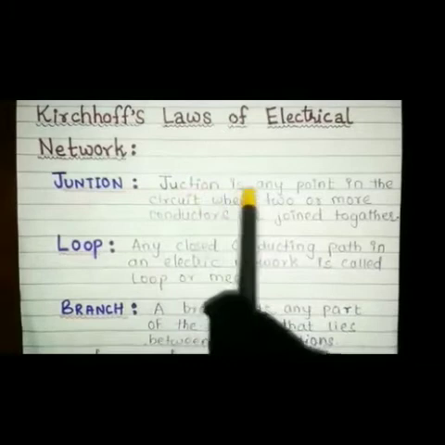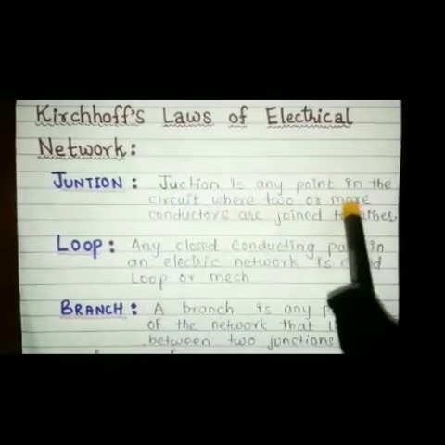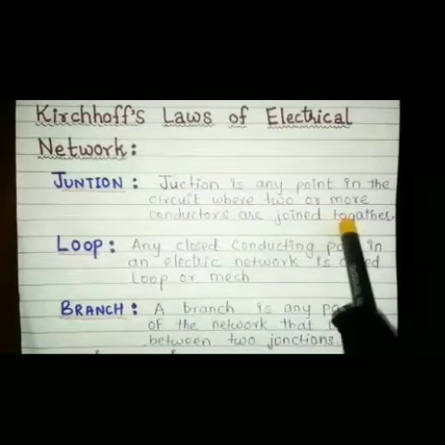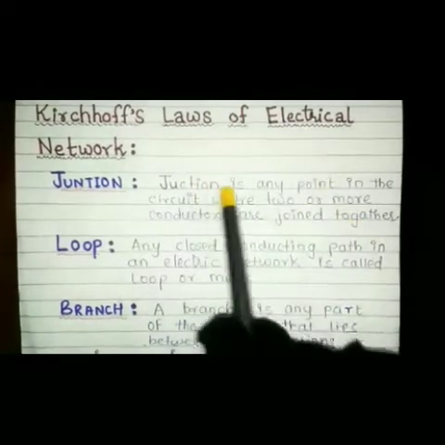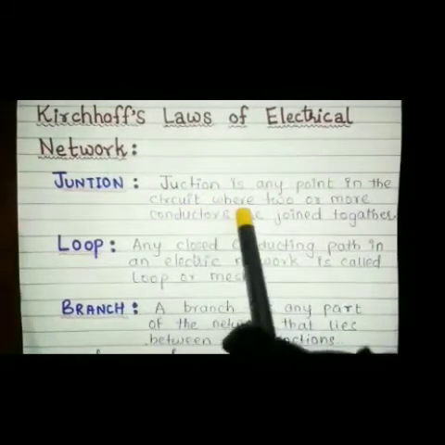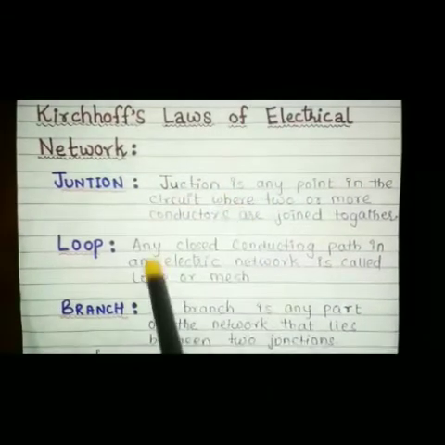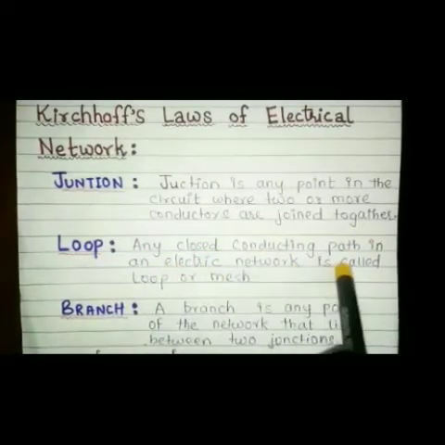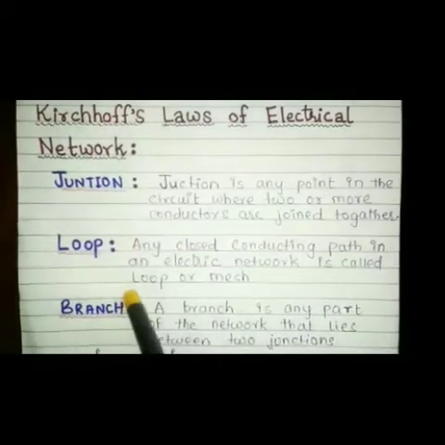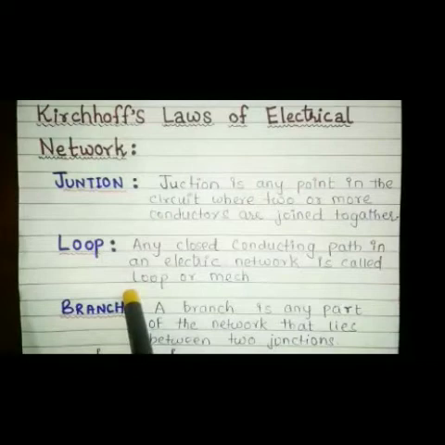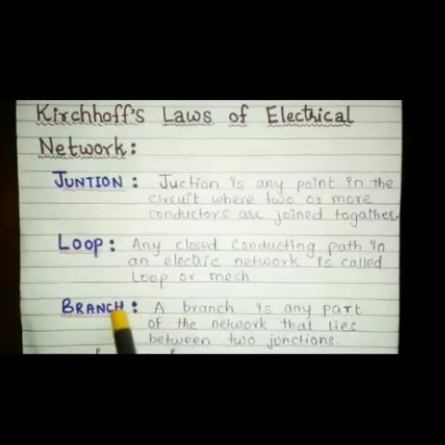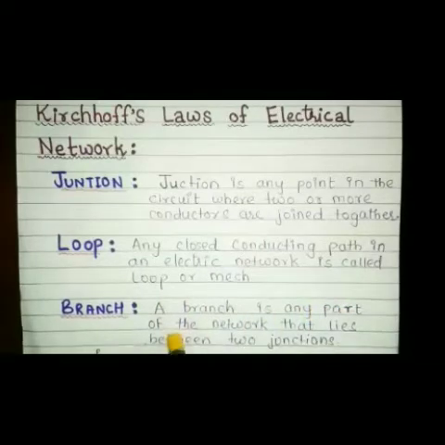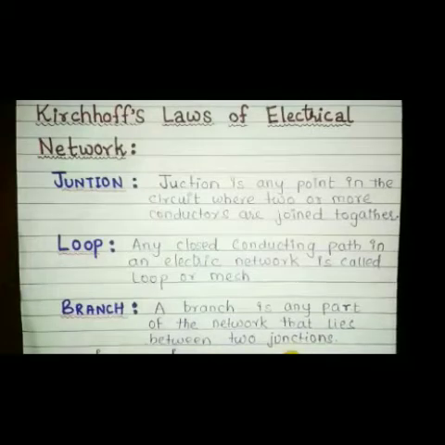Junction. A junction is any point in the circuit where two or more conductors are joined together. In simple words, a junction is any point in the circuit where current can split. Next, loop. Any closed conducting path in an electric network is called a loop or mesh. I will explain junction, loop and branch through the circuit diagram, but first let's define these terms. Branch. A branch is any part of the network that lies between two junctions.